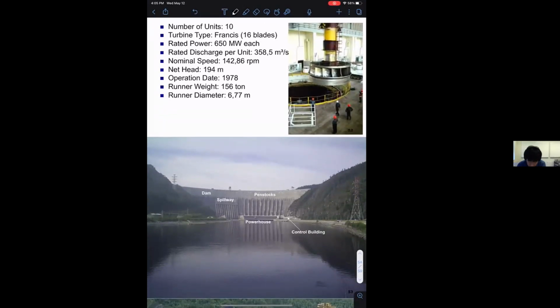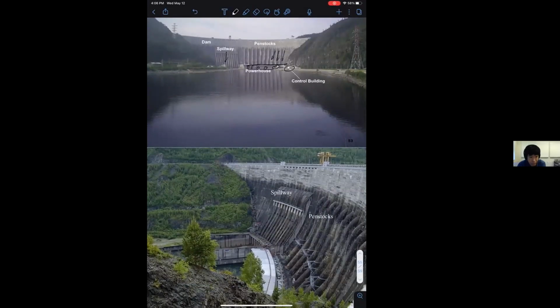So this is a picture of the dam. You have the penstocks, which are where the water flows downwards. You have turbines sitting here. This is your spillway, and you have your control building here. So reasonably, it's an ideal looking place. This is just a picture from the side.